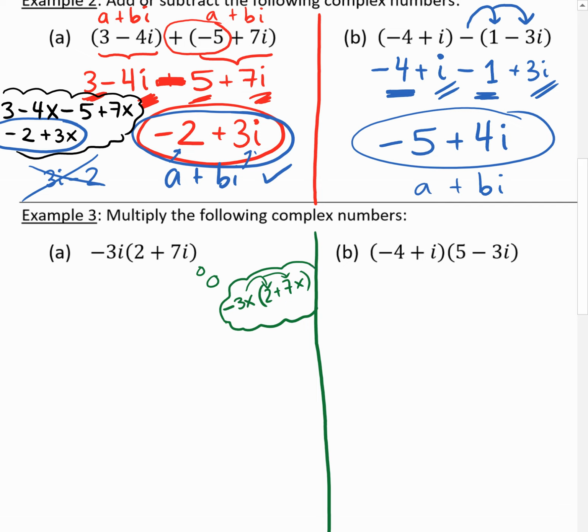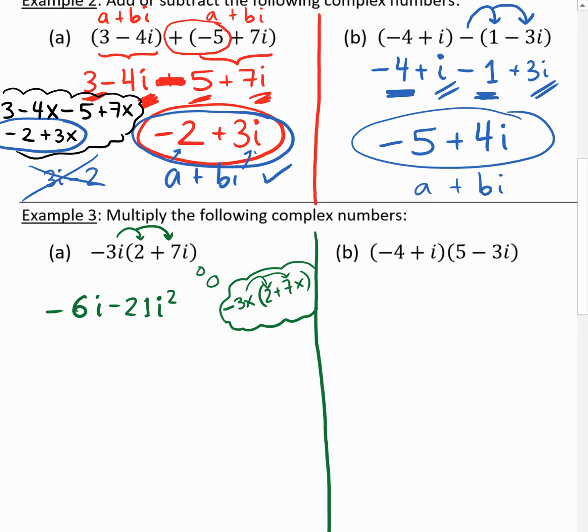This one you're going to just distribute that negative 3i in. So we have negative 3i times 2, that's negative 6i. And you have negative 3i times positive 7i. That'll be negative 21i squared, since it's an i times an i.